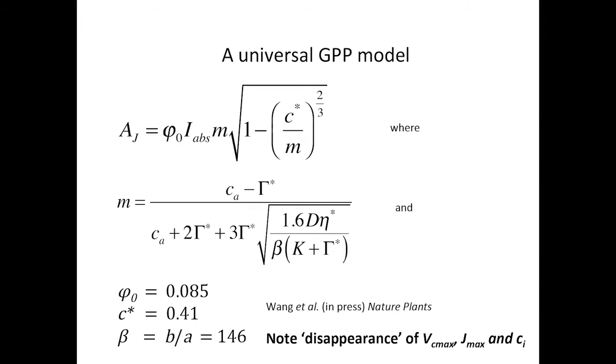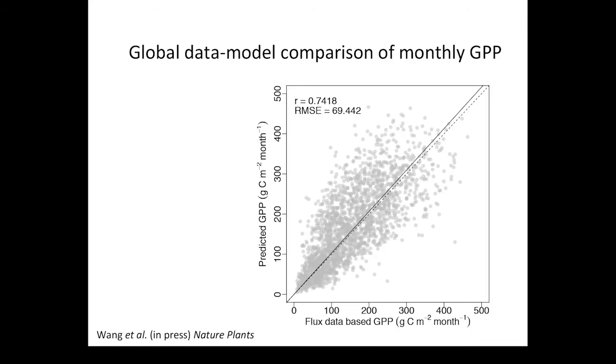It's slightly more complex than what I showed before because this is using a more exact solution for the Ci/Ca ratio. But anyway, the point is basically this is one equation with a few constants. The key point here is that Vcmax, Jmax, and Ci are now all entirely predicted from the environment. So they've actually disappeared from the equation. You don't need to know them. And the model, it's not perfect, but this monthly GPP from a whole bunch of flux sites is at least as good as any other models of this type.